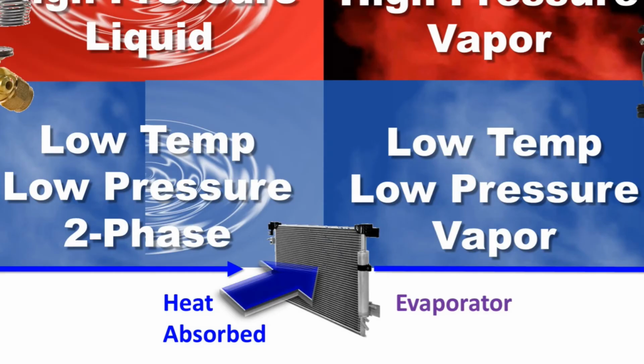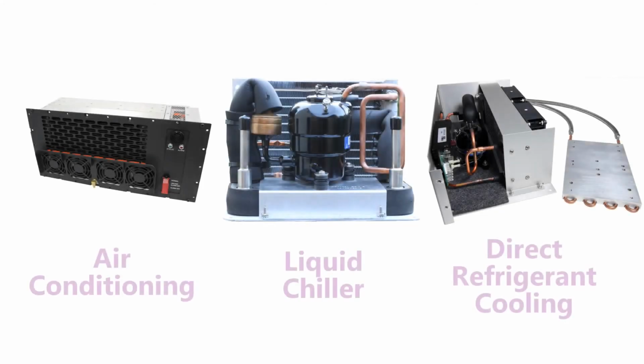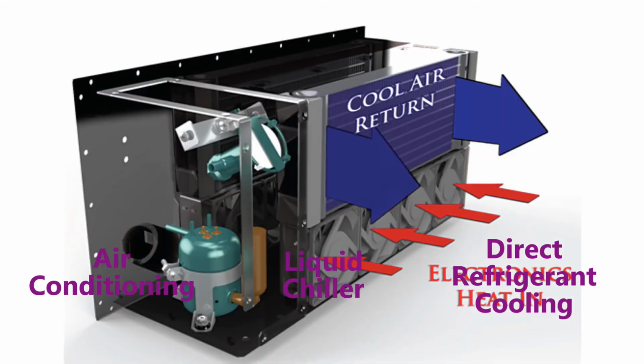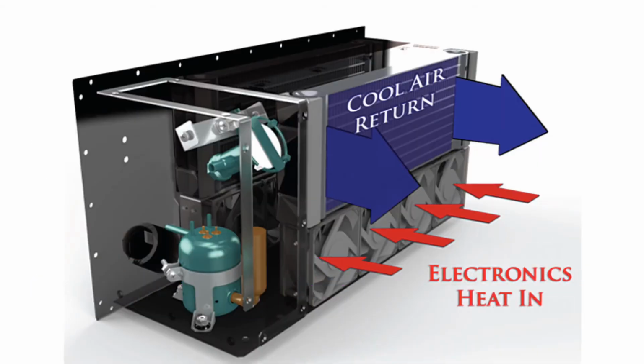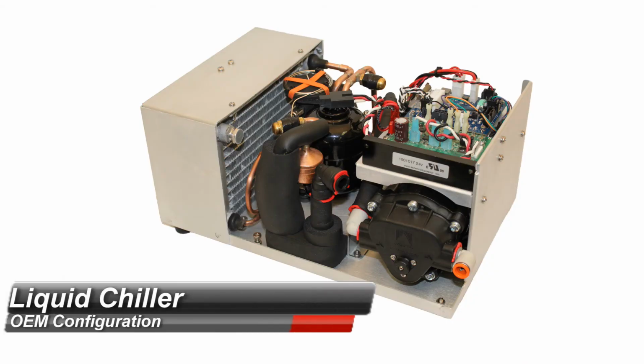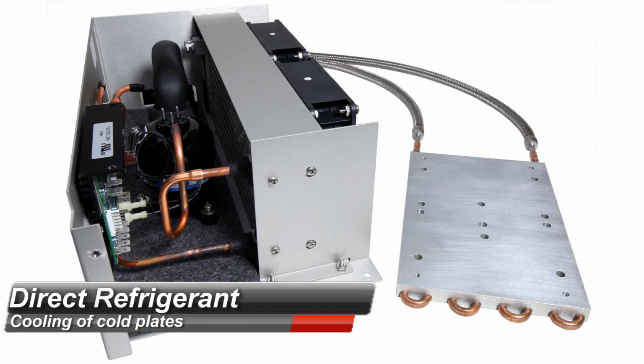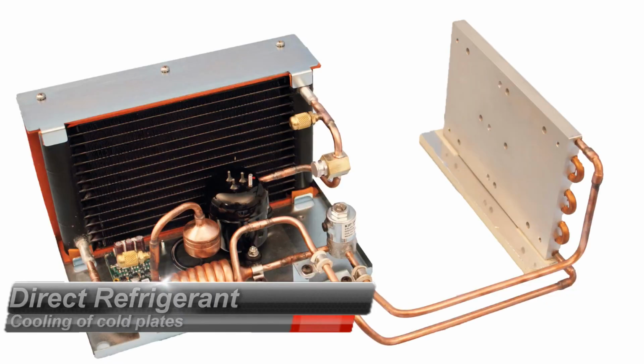By varying the evaporator, the vapor compression cycle can be used to cool air, liquid, or cold plates. To create an air cooling system, the evaporator is a refrigerant to air heat exchanger. To cool liquids, the evaporator is a refrigerant to liquid heat exchanger, with the pumped liquid being cooled by the evaporating refrigerant. Direct refrigerant cooling is where the refrigerant flows directly through the cold plate.